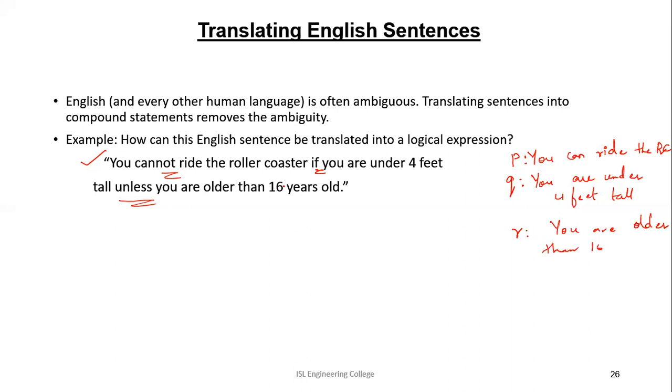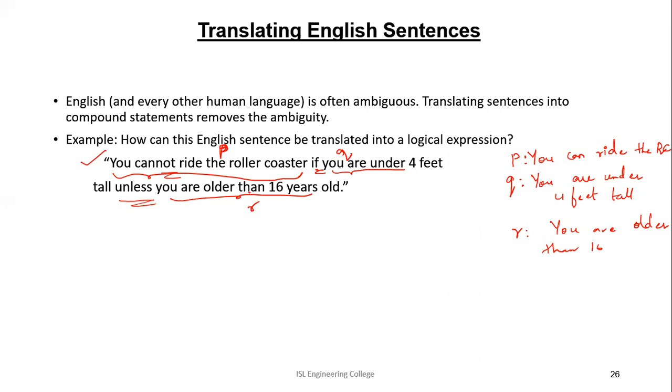So in this way we can see that this is also of the form Q. If we take this part of the statement as P, and this part is our Q, and "you are older than 16 years old" is R.